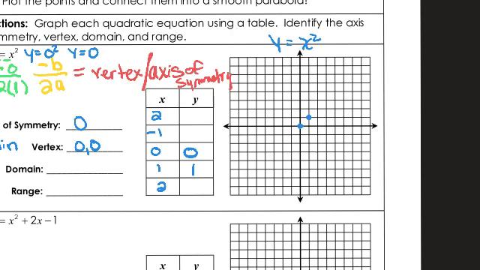How about when x is 2? Well, x squared, or 2 squared, is 4. So when x is 2, y is 4. So 1, 2, 1, 2, 3, 4.